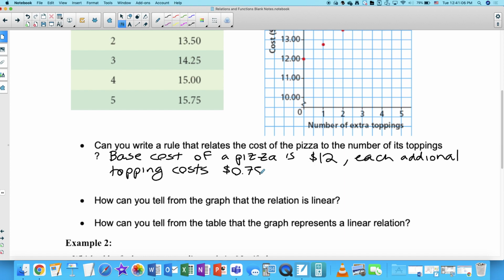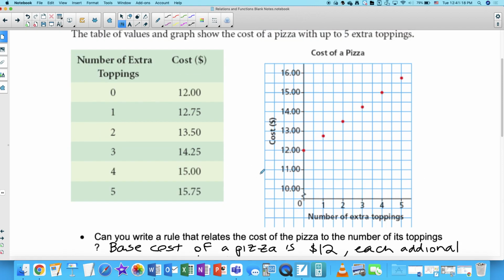But I would actually not use the variables x and y here, because I would prefer personally to use variables that will remind me of the context. So I might use c for cost and n for number of toppings. And in fact, n is a very common variable to use when the values that you can put in have to be whole numbers. Not always, but when you're counting a number of things, we often use the variable n.